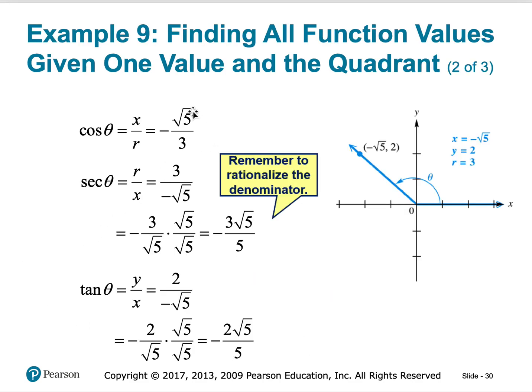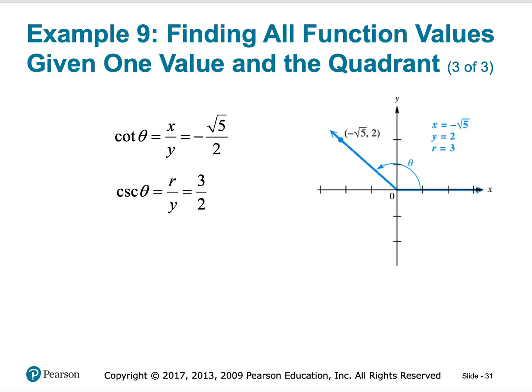Then I'm just going to use my information, x over r, negative square root of 5 over 3, r over x, 3 over negative square root of 5. The lab will not take this as a final answer, so you've got to rationalize that denominator. And then I can simply flip my other functions to find cotangent and cosecant.